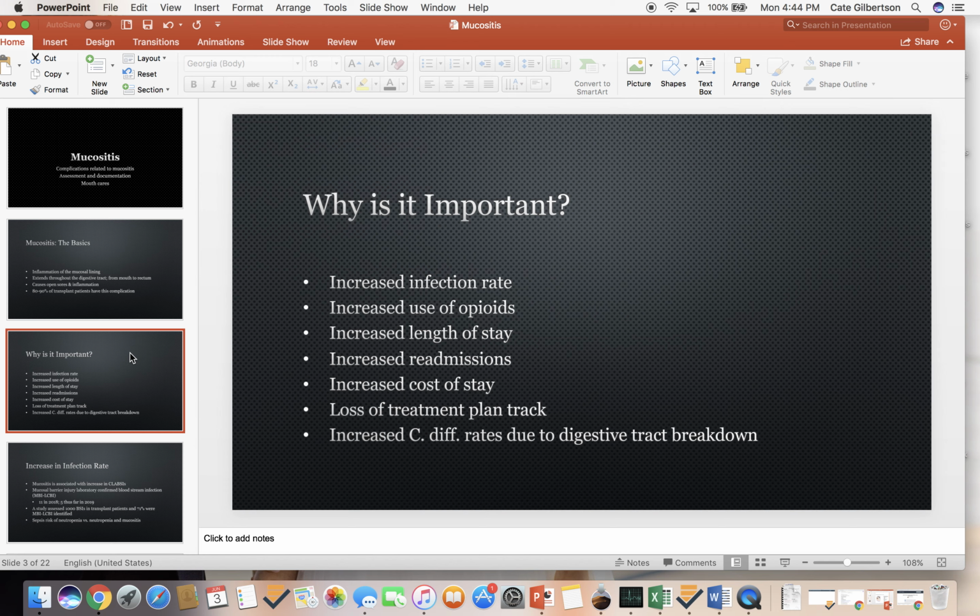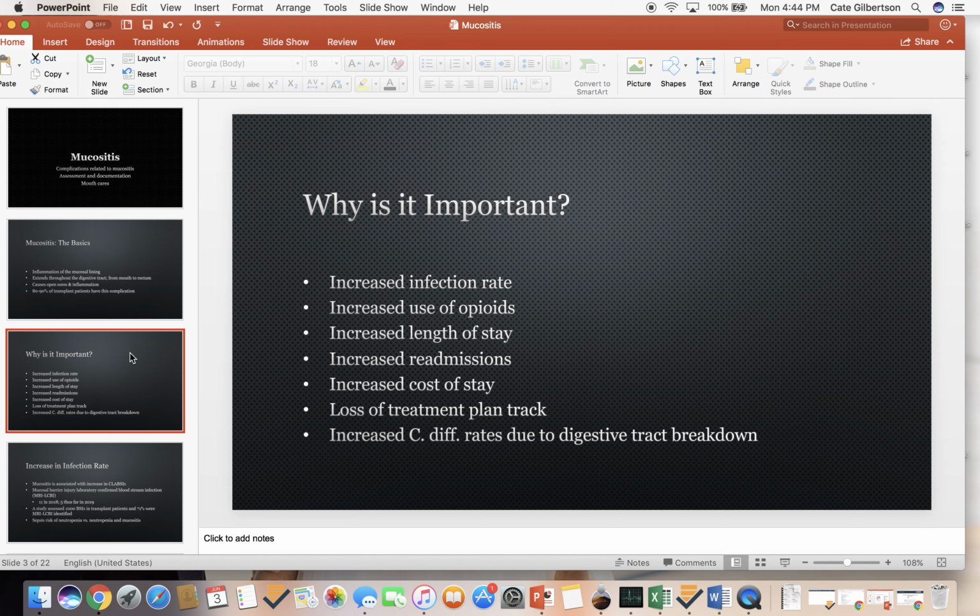So mucositis is related to an increased infection rate. This is one of the biggest things to keep in mind. It's related to an increase in sepsis rates, and we'll touch on that. And this is, again, the big why this is important. This is the big one.